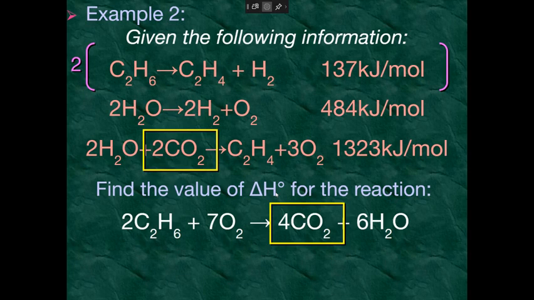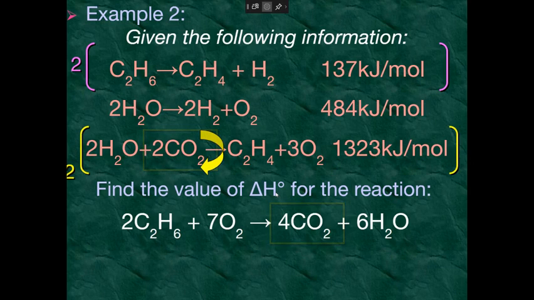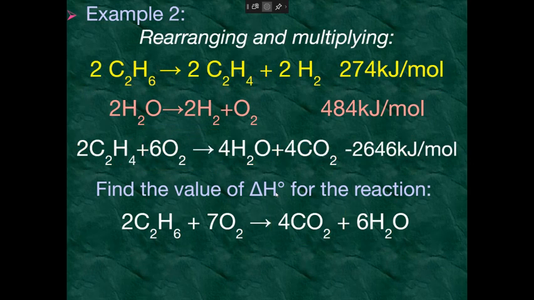I find CO2 in the givens in the third reaction, but it's in the reactant side, and it only has a coefficient of 2, so I'm going to have to flip it and multiply it by 2. So I'm actually multiplying it by a negative 2. Like such. So there's where I stand right now. Now I have C2H6 in the reactant side like I want. I have 4 CO2s in the product side like I want. I just need to fix my waters and cancel out C2H4 and H2.